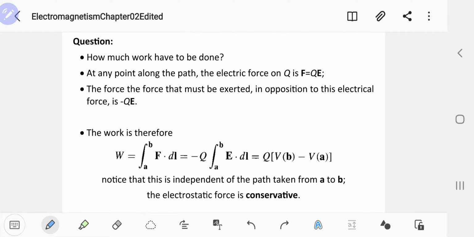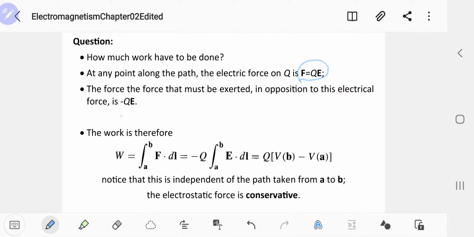The electric force that the Q experiences is always F equals QE, because the capital Q here will feel the total electric field that the charge distribution is affecting it. So the charge will feel a force that's QE. You can review this formula in the first lecture of this chapter. So the force that must be exerted by Q must be opposite to the force that the distribution acts on Q.